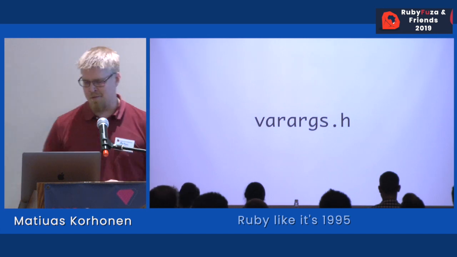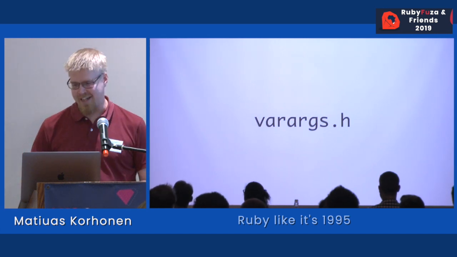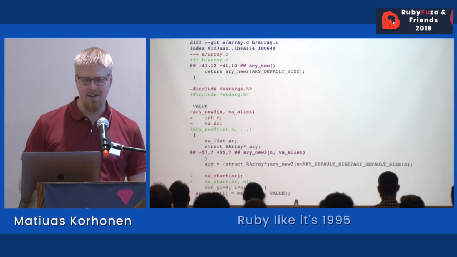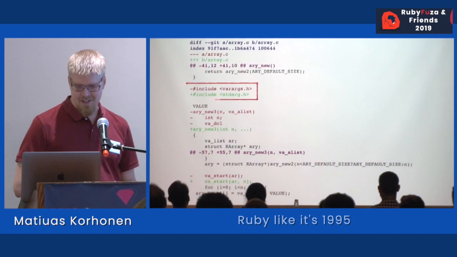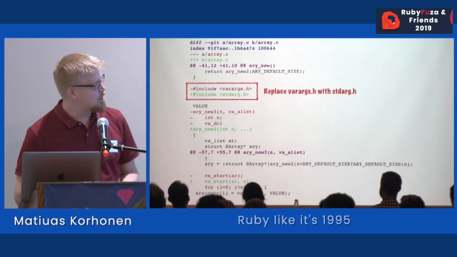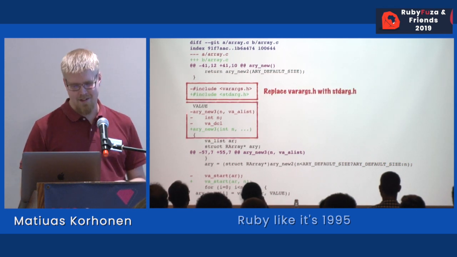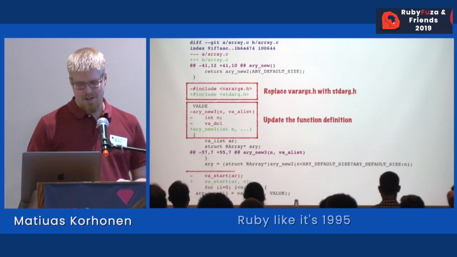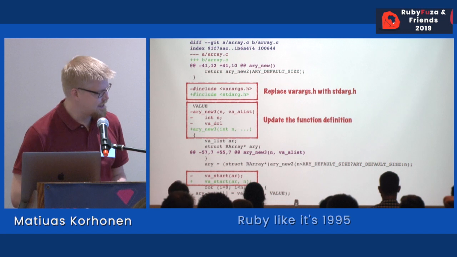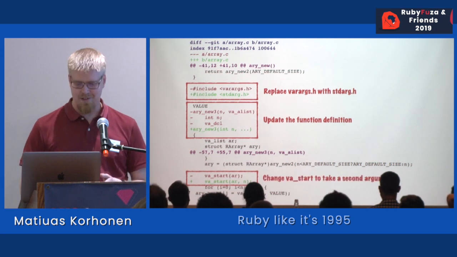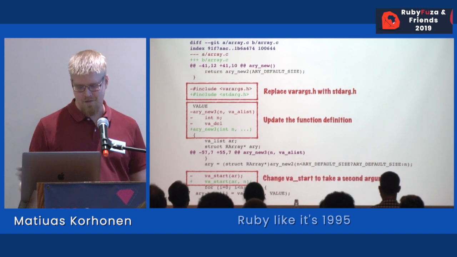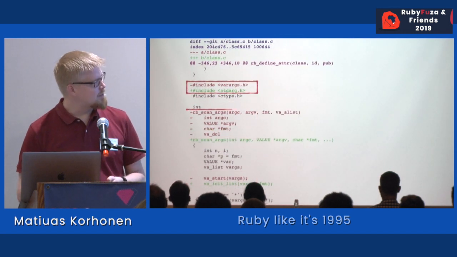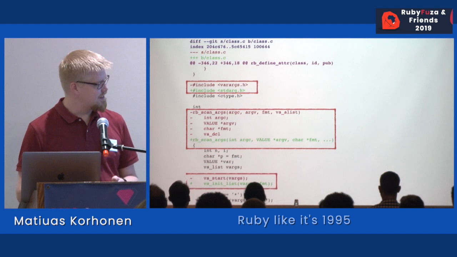So we'll start with the problem we know about, the var_args.h, and I read Wikipedia and some documentation and I figure out what to do. We need to find every instance where it's used, replace it with standard arg. Then we need to fix the function definition. And finally, we need to add a second argument to this va_start call. And then we make these changes everywhere where var_args.h is used, and there as well.